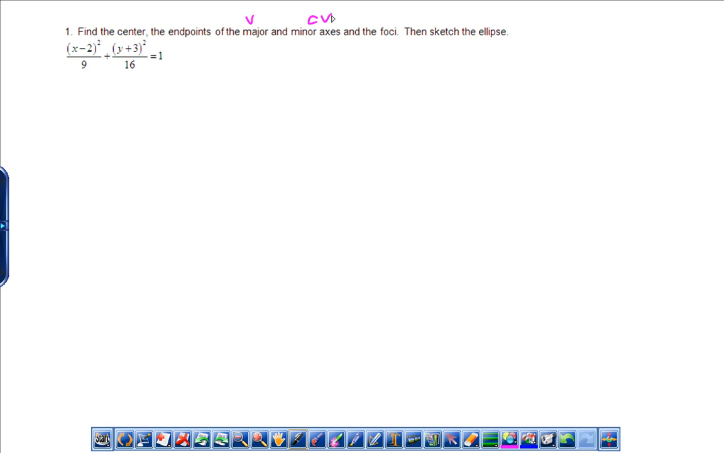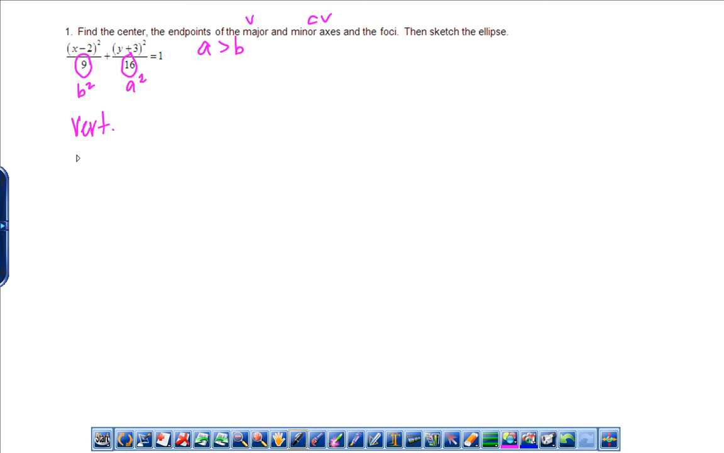and sketch an ellipse. Okay, so if I'm looking at this right here, remember I'm looking at these bottom to decide which one is A and which one is B. Remember, A is always greater than B. So this one is my A value. So this is A squared and this is B squared. So if I go ahead and start labeling things, what I figure out is if this is horizontal or vertical first. Since A is over here, I'm going to go ahead and say this is a vertical.